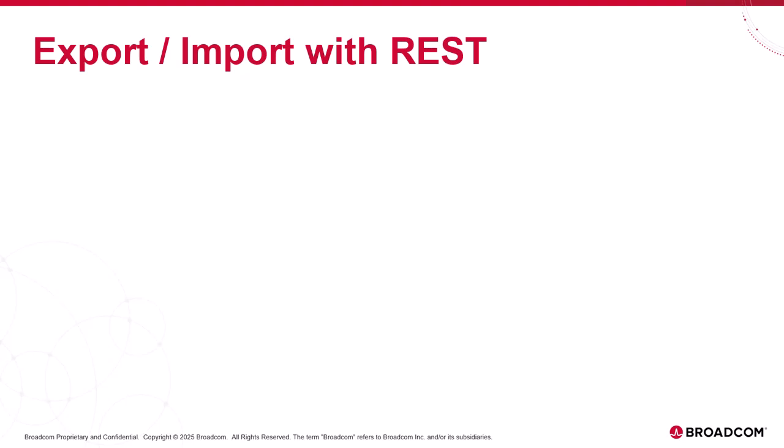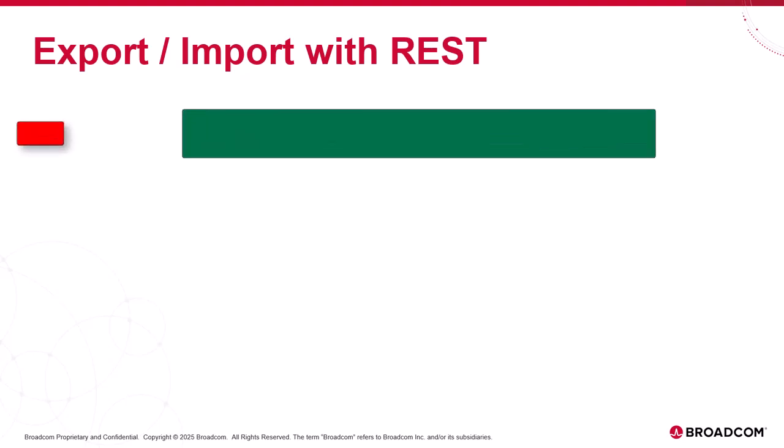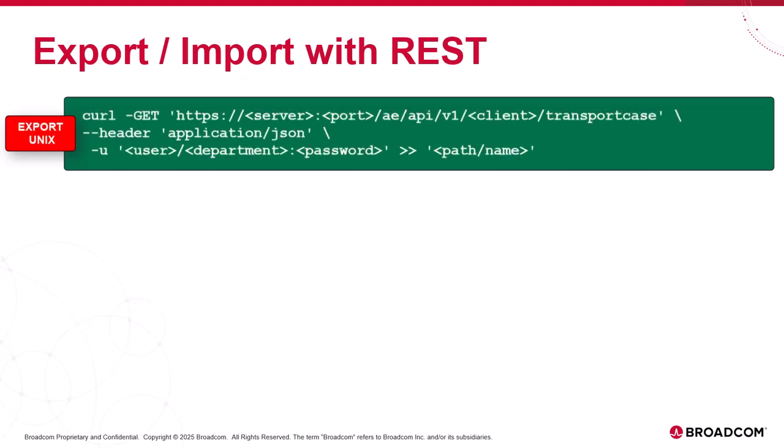The first example is the GET request for Unix. This allows you to export from the transport case. This syntax is as follows: -get, the API URL, /transport case. Add the JSON application header, -u user, /department, :password. Then output to a file on your system. The user should exist in the list of users in AWI. For this example, we use Automic and another user for client 200.